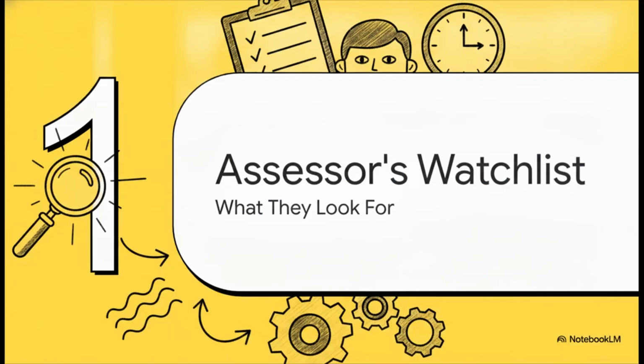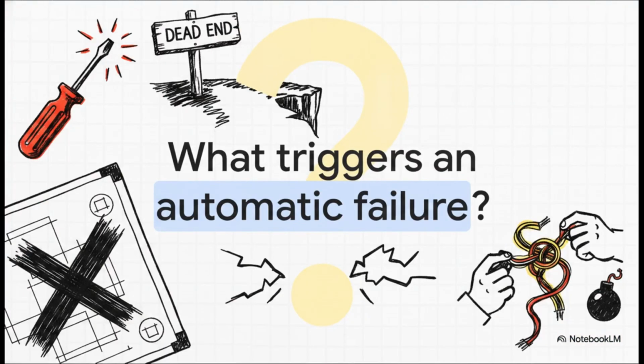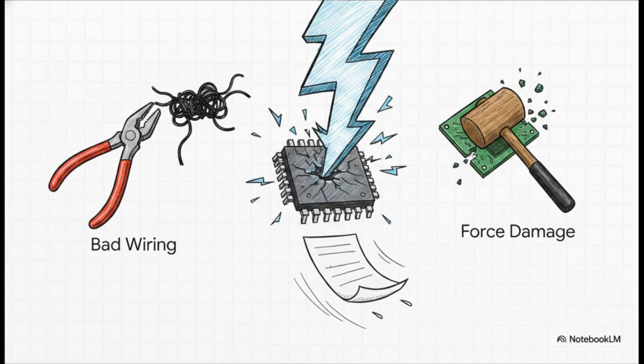Section 1. The assessor's watch list. Let's look at this purely through the assessor's eyes. Before you even think about picking up a screwdriver, you've got to ask yourself what actually triggers an automatic failure. Because you need to know the critical traps that can end your assessment immediately, way before you even get a chance to show off your tech skills. Well, here they are. These are the absolute deal breakers. If you damage a component by forcing it, fail a continuity test on your network cable, or just forget to jot down your tasks in the service report, boom, you're done.